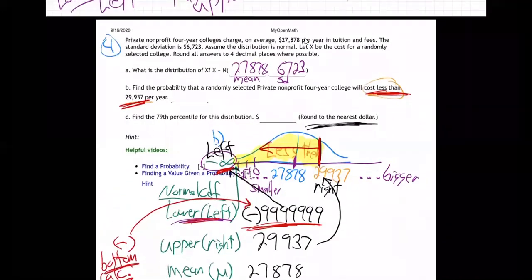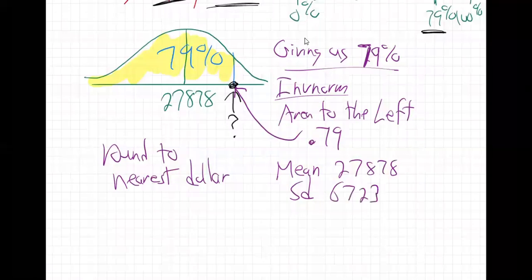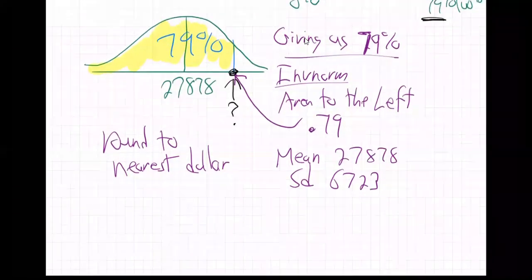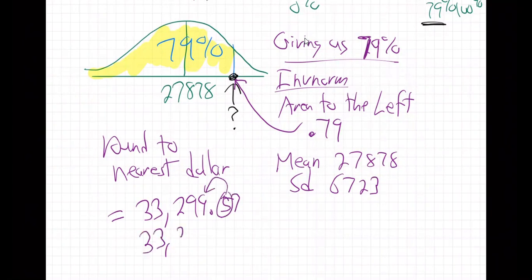So I'll have to go get my standard deviation. What was my standard? 67.23. I'll crank this one out here. Inverse norm, 0.79 to the left, 27,878, 67.23. I got the answer, 33,299.57. So that means this 5, I got to round that up, huh? So I got 33,300. To round up 299 is, at 57 cents, right?